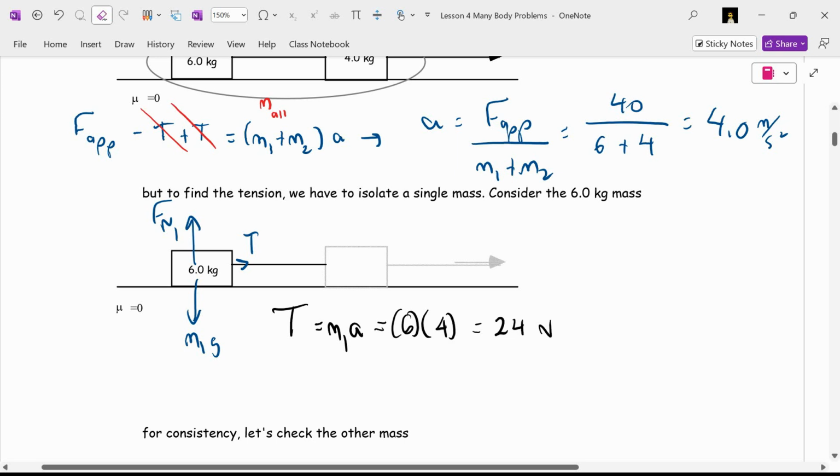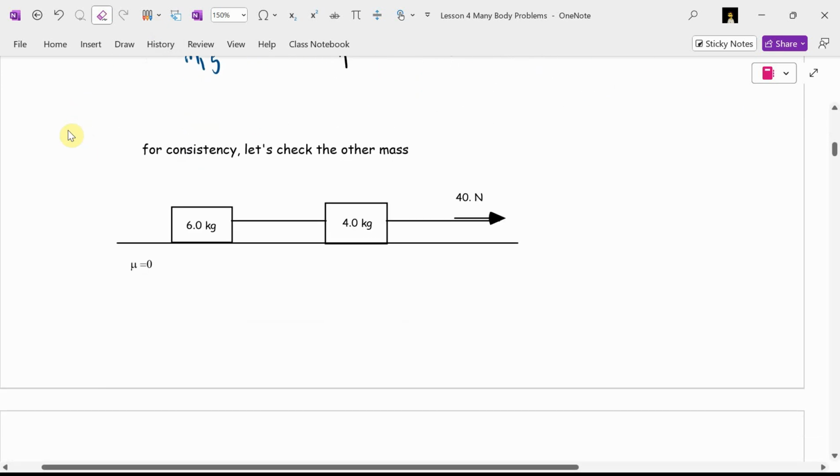So let me say the magic phrases again. To find the acceleration of everything, I write an equation for everything. To find an individual force, I write an equation for an individual mass. And the nice thing is, it doesn't matter for this tension which mass I picked. I picked M1, and I got T equals M1A, easy to solve. I could have picked M2. For M2, I have M2G, normal force 2, F applied, tension.